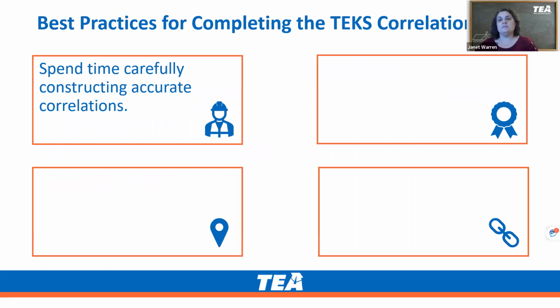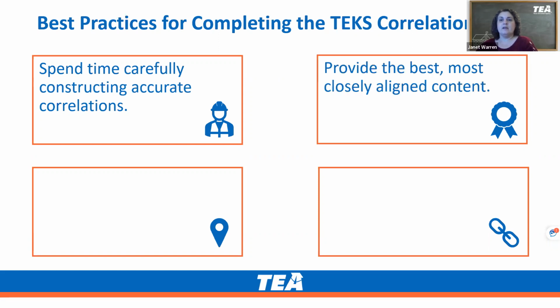It's crucial that you supply carefully constructed and accurate correlations. The state review panels use your correlations as their primary reference as they review your instructional materials. You're only able to provide a limited number of citations for each breakout. For that reason, it's important that you carefully choose the best, most closely aligned content for every citation. Poorly chosen citations can impact your final TEKS percentages.